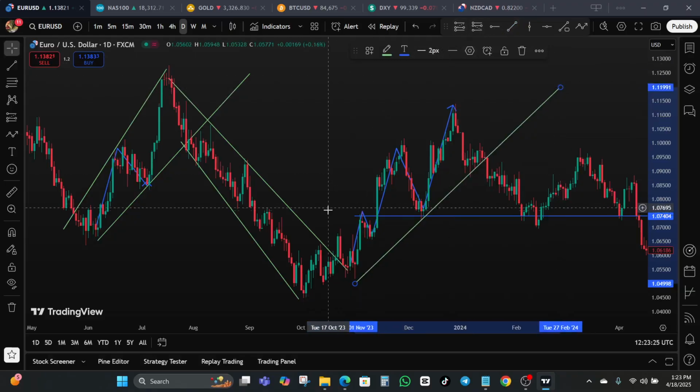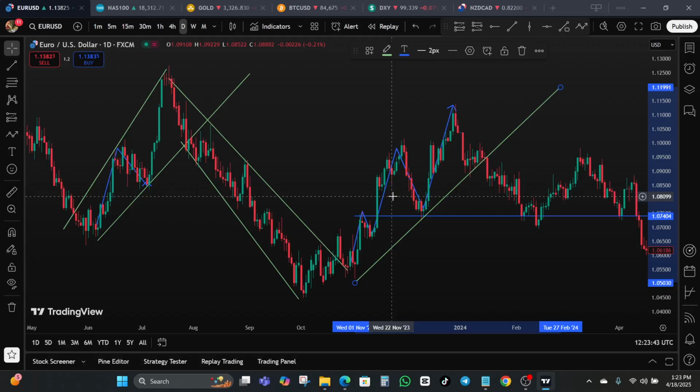You plot your trend lines. You plot your horizontal support and resistance levels. Look out for price respecting these trend lines, respecting these horizontal support and resistance levels. Ensure that the market structure remains consistent. Higher highs, higher lows in an uptrend.